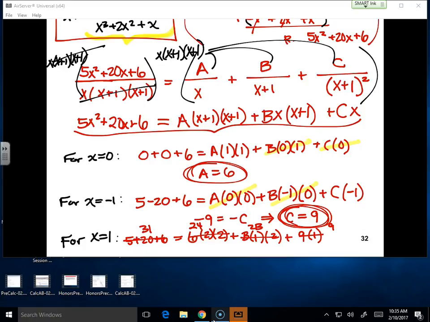31 minus 24 is 7. 7 minus 9 is negative 2. If negative 2 is equal to 2B, someone please be double checking my work. B is equal to negative 1? Negative 2, right? And then divided by 2, negative 1?